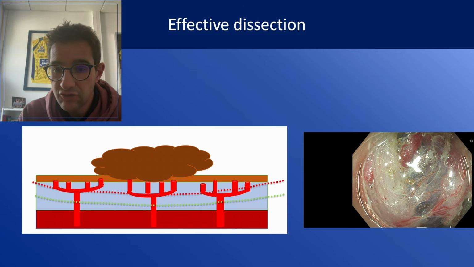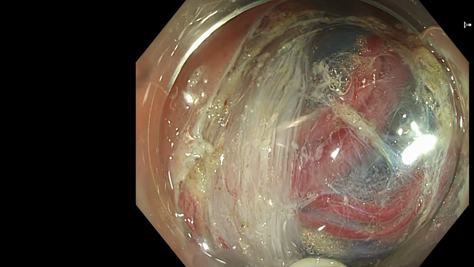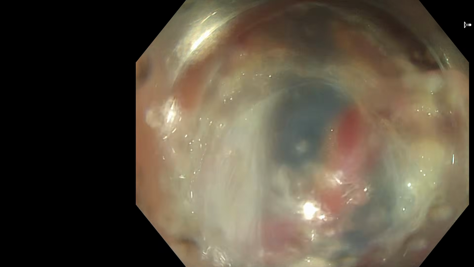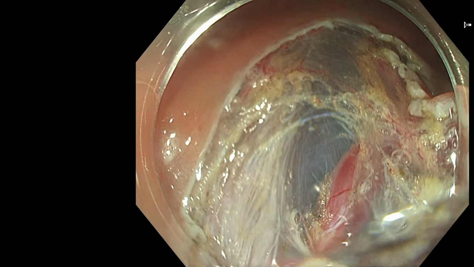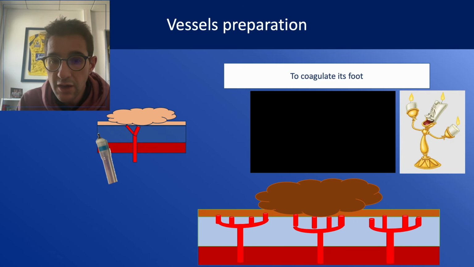Expose the vessel and try to be deep enough, because the vessels divide themselves at the surface, and it's easier to control the different vessels relatively deep, close to the muscle, because it's easier in fact to coagulate the trunk instead of coagulating all the small branches of the vessel, but you can see it in the episode about vessels.